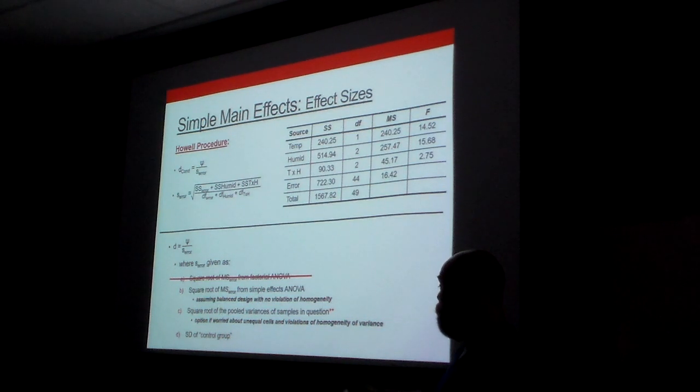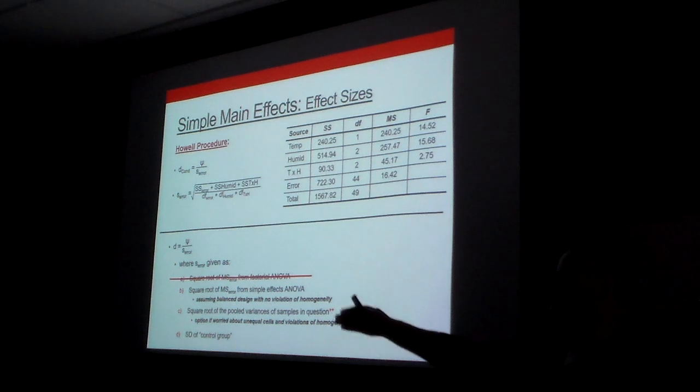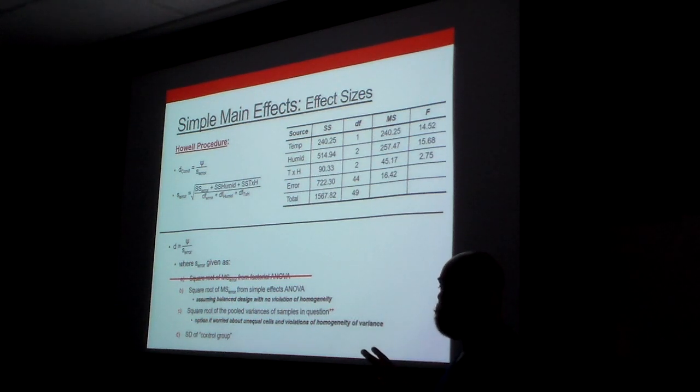Okay? Or maybe what we do is we use the square root of the pooled variances of our sample in question. Right? If we're worried about unequal cells, violations of homogeneity of variance, we're creating our own error or variance estimate that includes the variance in the test that I'm looking at. We modify our pooled variance estimate, but that's just adding some additional terms in there. It's not a big deal, okay? Or we can use the standard deviation of the control group, so the Glass's delta, and just use that to calculate our contrast, okay?